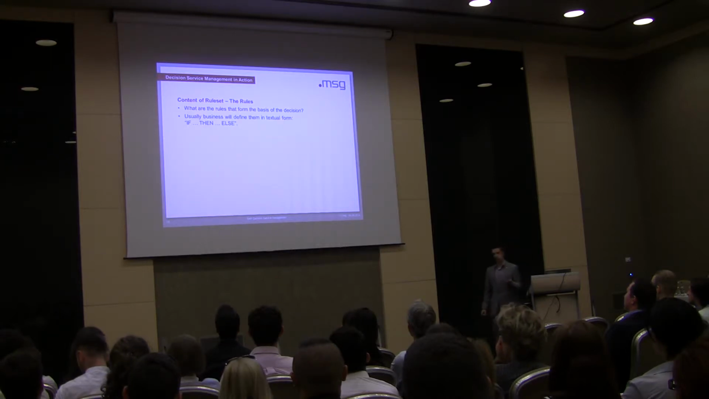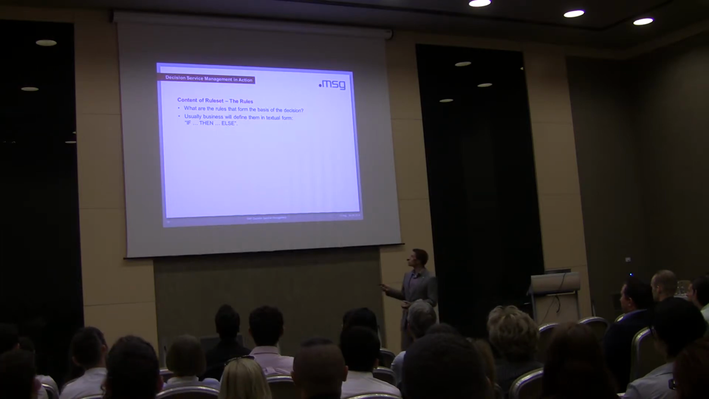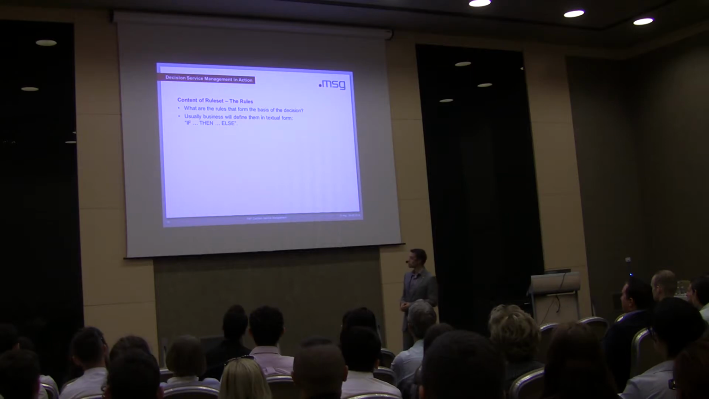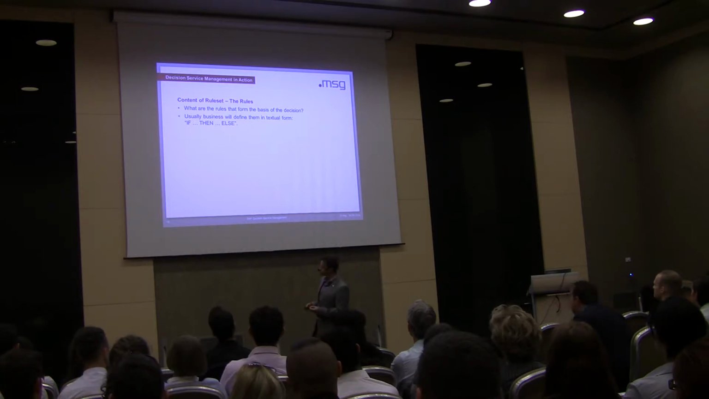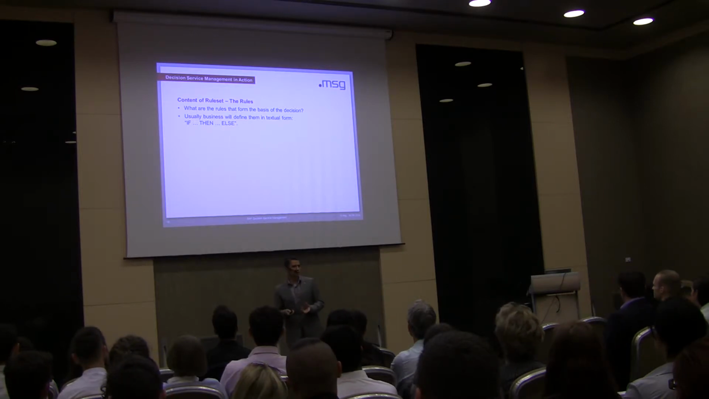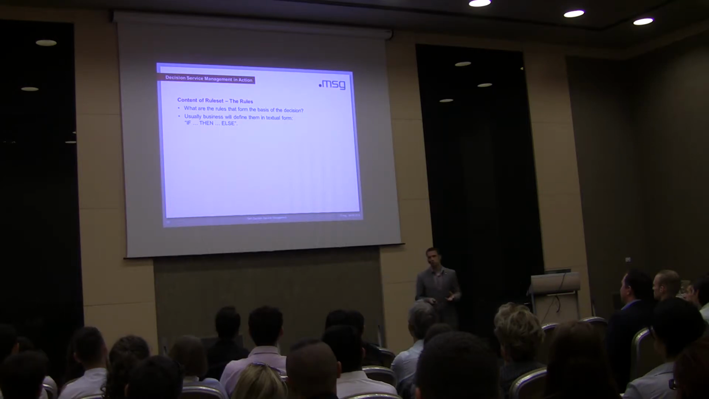The content of the rules, it's the rules. So up to now we're just on the infrastructural level somehow. Now we get into the stuff where business comes into play. So what are the rules that define the basis for the decision and how are they defined? So typically business will define them in a textual form that looks like this. If, then, else. That's how typically business would define rules. That's how they see them.